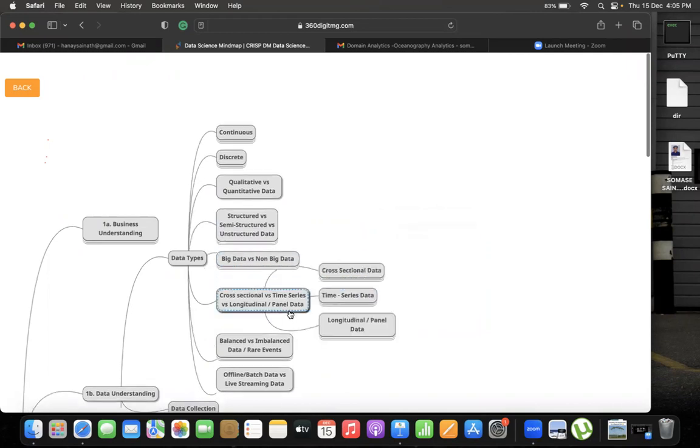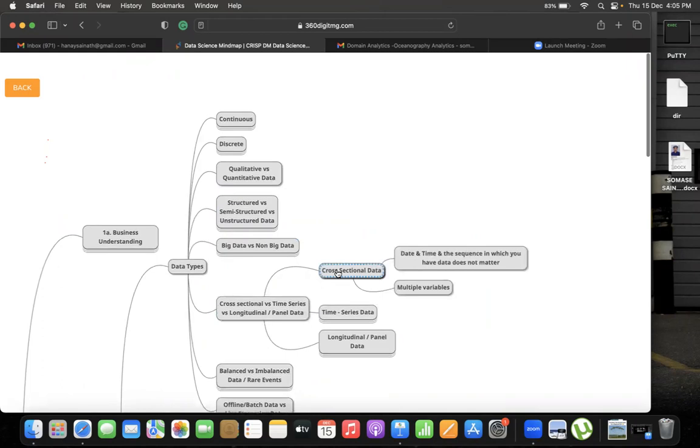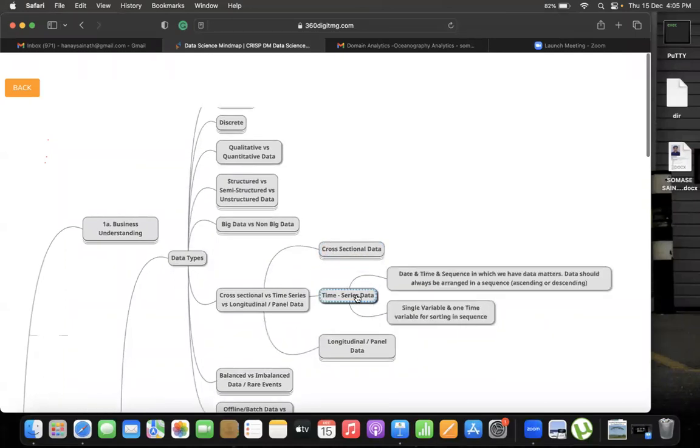And we have cross-sectional. In that cross-sectional data, the sequence in which you have the data does not matter here, which has multiple variables. In the time series data, the time and the sequence in which we have the data matters. So data should always be arranged in sequence, in order, we can say, in ascending or descending order. It has a single variable and one time variable for sorting in sequence.